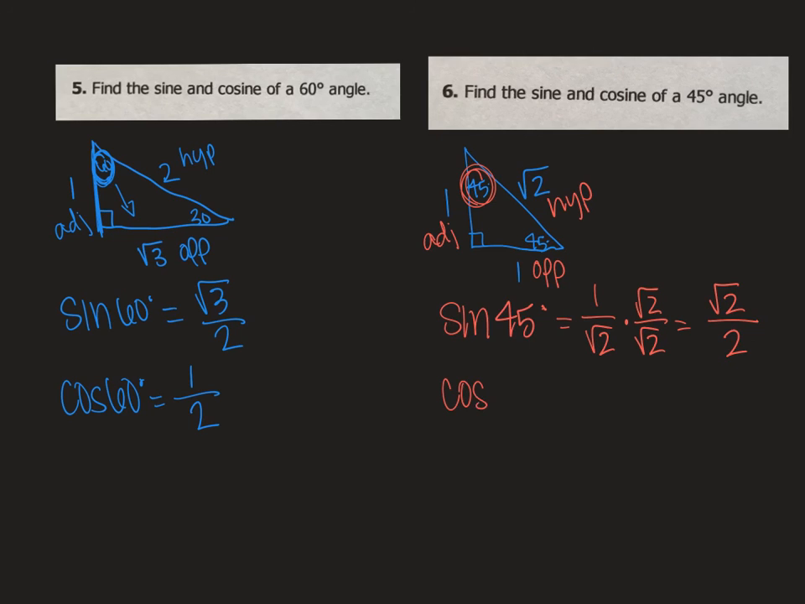Now cosine of 45 is our adjacent side over the hypotenuse. Well, our adjacent side is 1. Our hypotenuse is square root 2. So it's the same thing that we had for sine. We still have to rationalize that. So we're multiplying by square root 2 over square root 2. And when we simplify that down, we're going to get square root 2 over 2. So with 45-45-90 triangles, sine and cosine are always the same, and they're always square root 2 over 2.